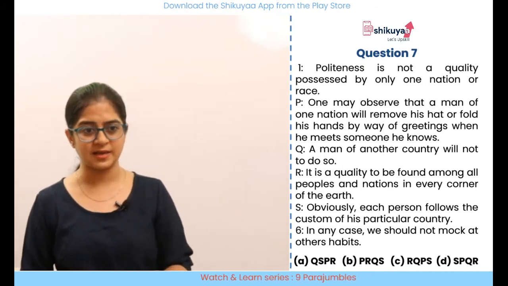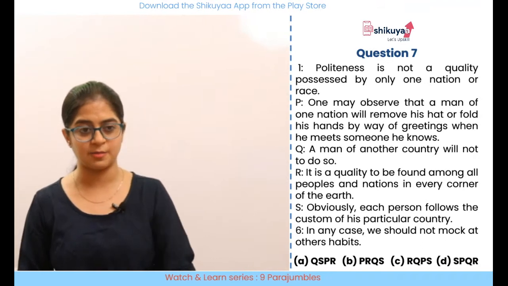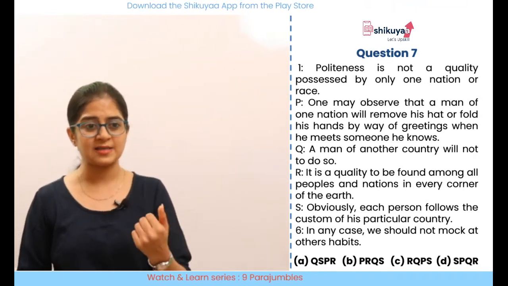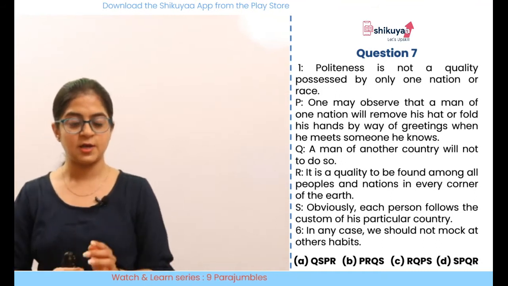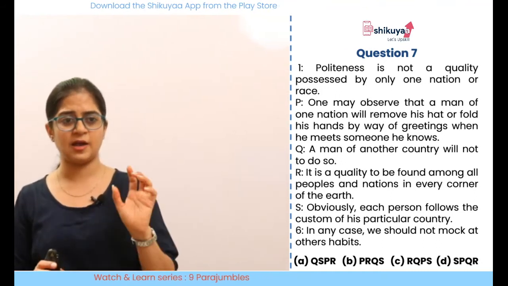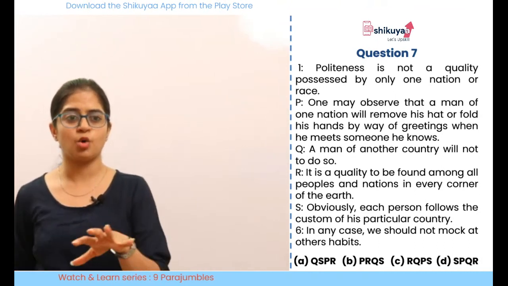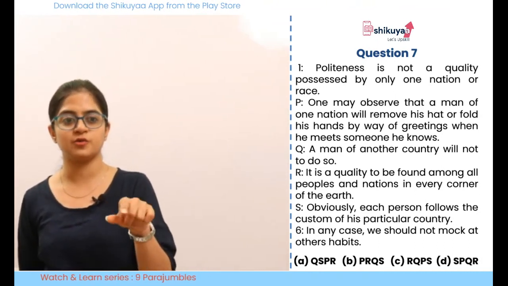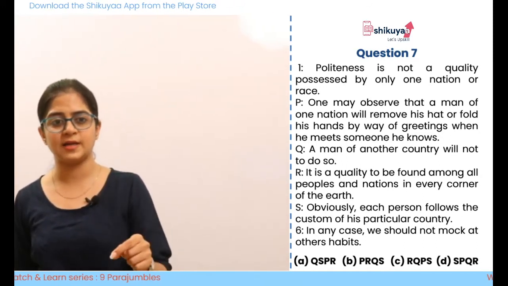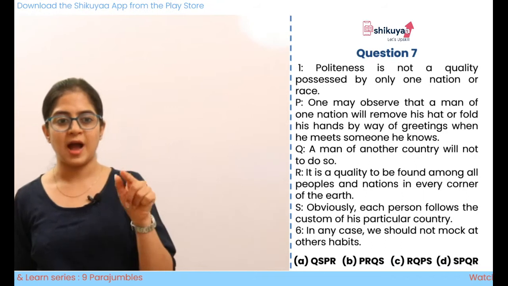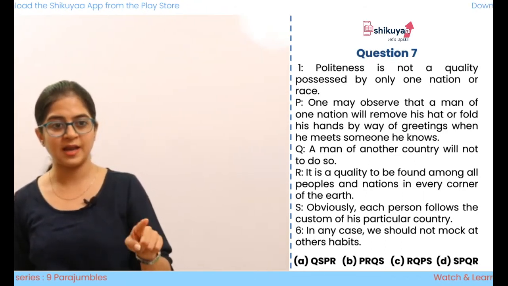And then the S sentence, we are saying that it can be a closing sentence, and R says it is a quality, that we have already concluded is the opening sentence. So according to me, Q will be the more suitable sentence which will continue the sentence R, that is, a man of another country will not do so. R can follow Q, sorry, Q can follow R, and then P.